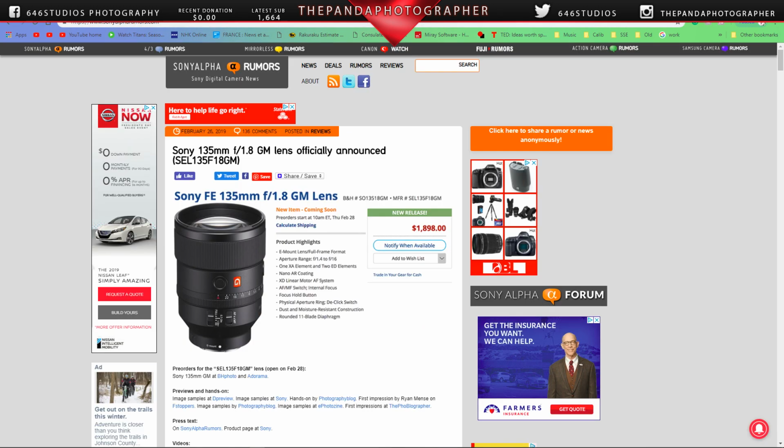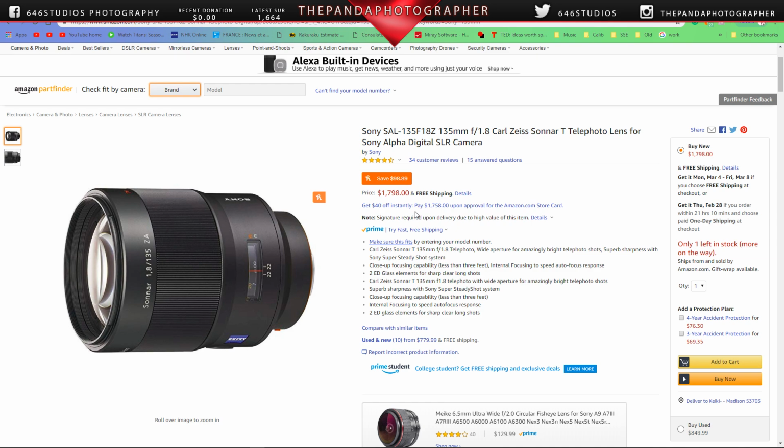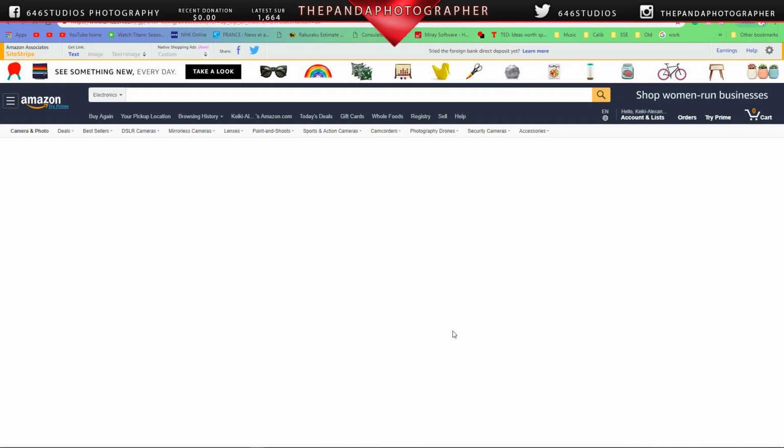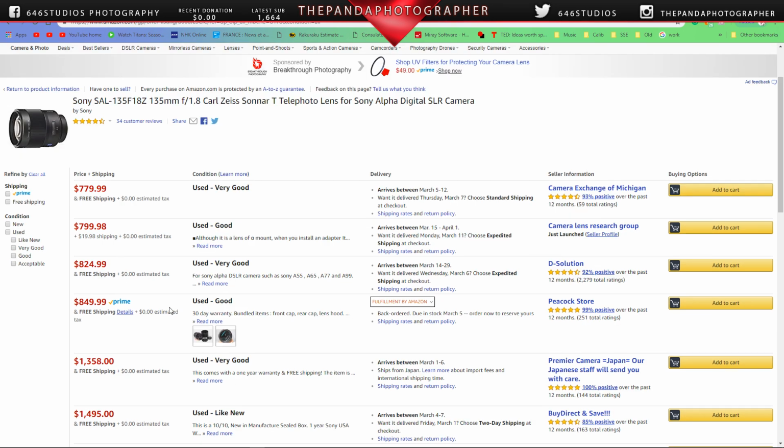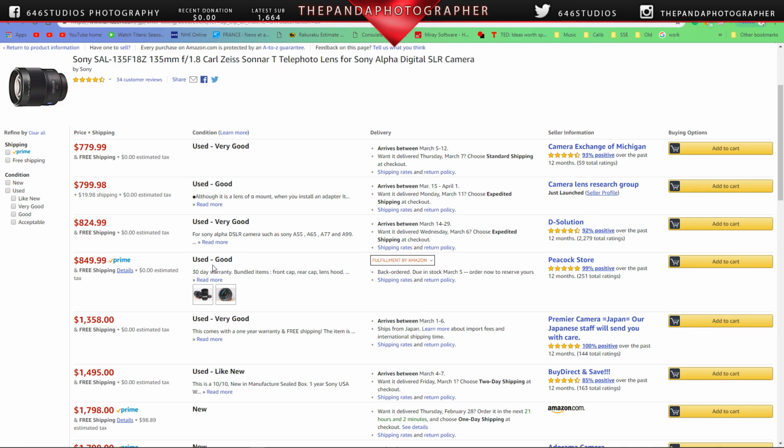But if you are an A mount user, hey, you can get one. Oh, they've got one used right here, used from Canon Exchange of Michigan, with a 93 percent positive rating at almost $800. That's a good deal. For me, that's a good deal. I literally will buy that. I would buy this one too. This is Amazon, so if anything goes wrong within 30 days, I can just send it back and get my money back from Amazon. So I definitely recommend checking this out, and check out all the links down below as well, if you want to do that. But yeah, definitely a good lens.